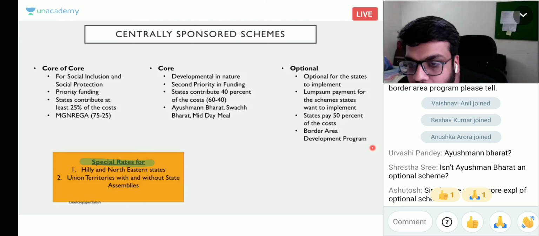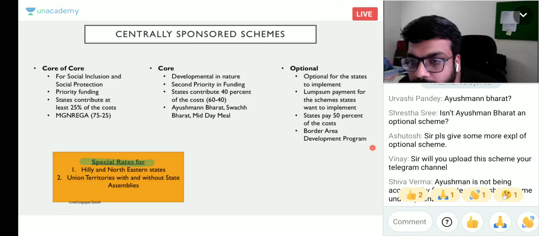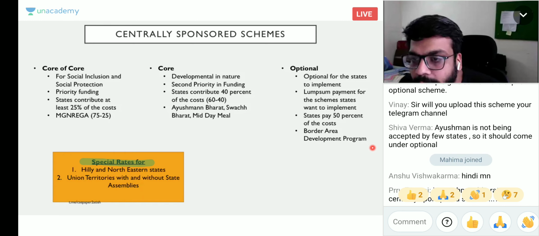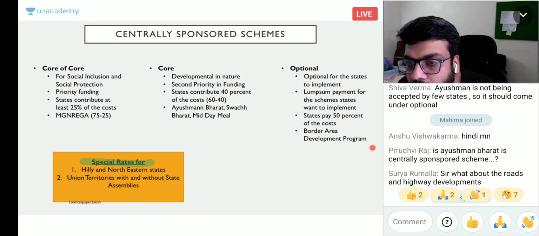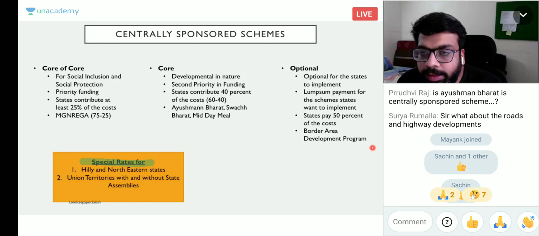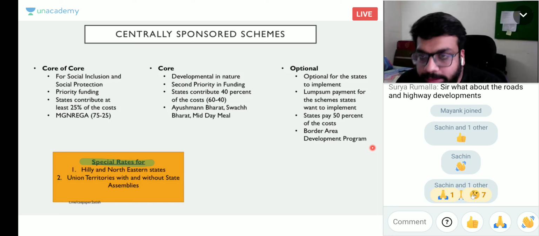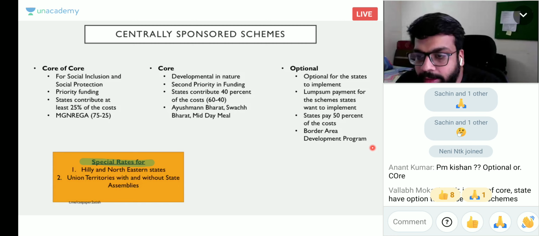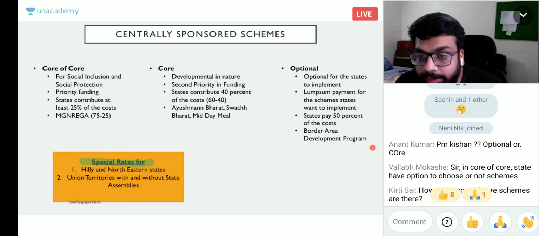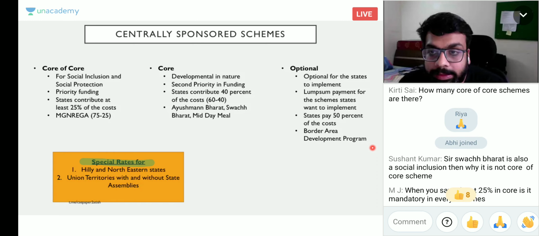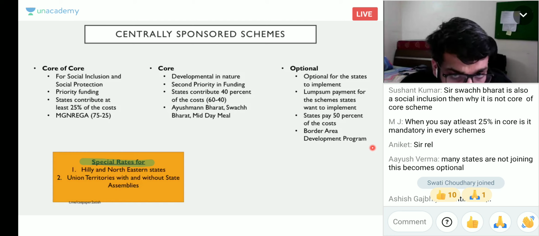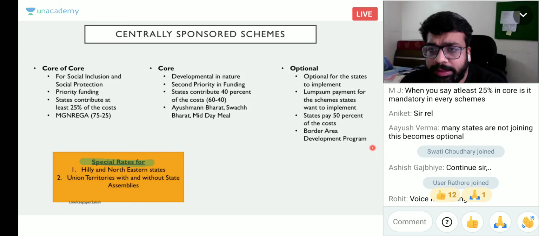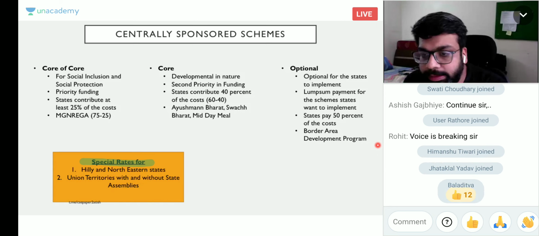Now, is the contribution from states final and exact? That depends on negotiations between the center and the state. Is core mandatory on the state to implement? If the states have taken the funds, if the subject of the scheme is in the union list, then yes, the states have to do this. If it's in the state list, then you don't have to. For example, health is in the state list. We've discussed this repeatedly. So Ayushman Bharat, which happens to be a health insurance program, the states can happily reject. For example, Orissa and Delhi have decided to not do this.